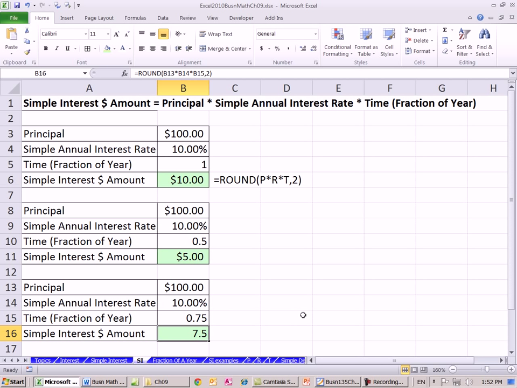All right. So in this video, all we did is we learned the formula I, which is interest, equals P times R times T. Important. Dollar amount of interest is principal dollar amount times the simple annual interest rate times time as a fraction of the year. Now in our next video, we'll see how to calculate fraction of the year for any situation we may run into. All right, see you next video.